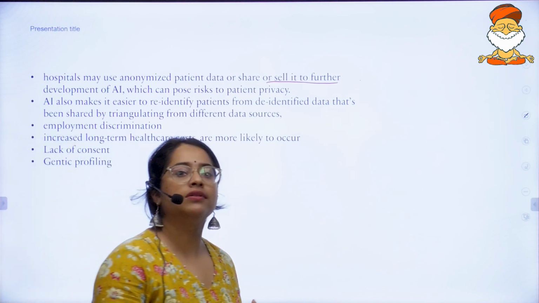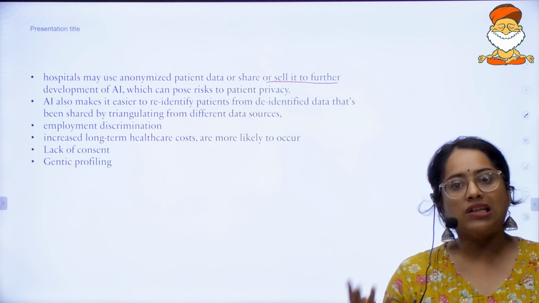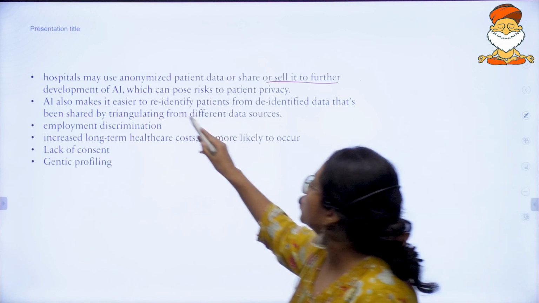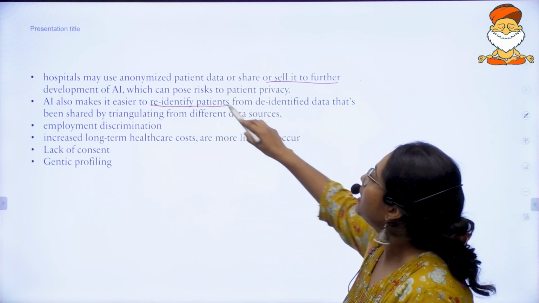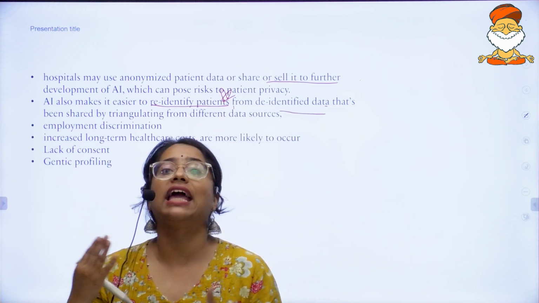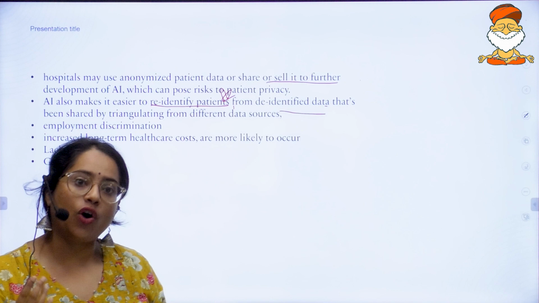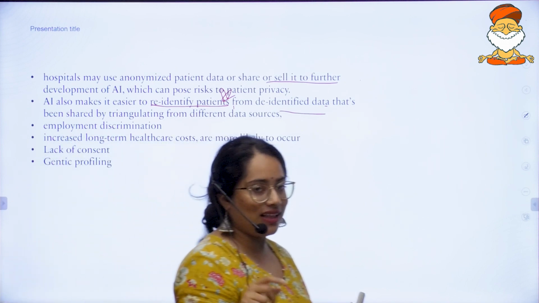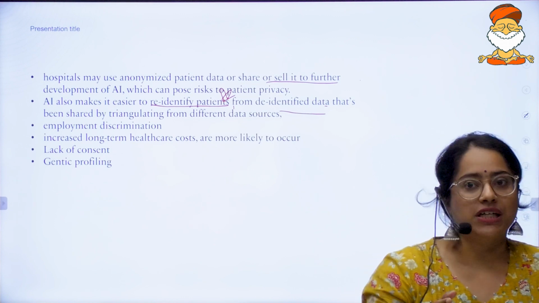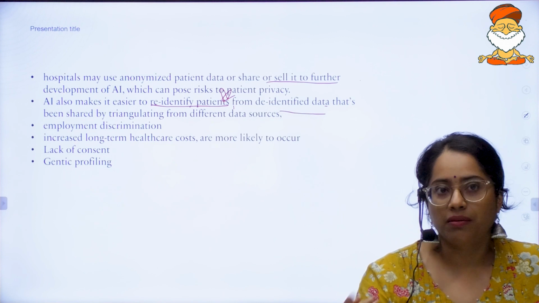Now what happens is this can pose a risk to patient privacy, because all the patient data, even if it's in an anonymized form, can make it easier to re-identify patients from de-identified data. So that is also something AI is doing. AI is not only collecting the data, even if it's anonymous data, based on the data that they get, they can throw back or extrapolate into understanding who this patient would be. So that actually poses a risk to the patient privacy.